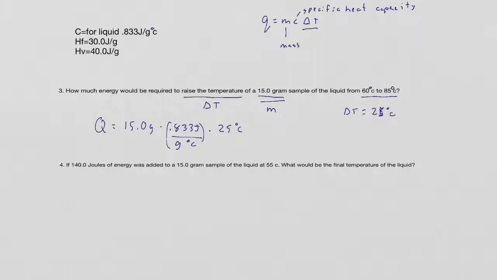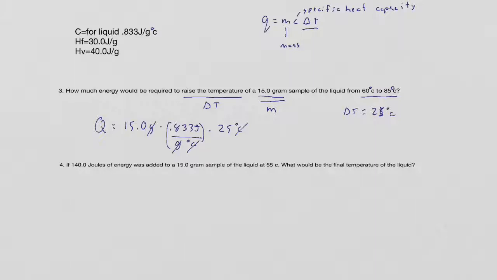Now notice, once again, the units cancel each other out. The grams will cancel with the grams, and the degrees Celsius will cancel out. And this one I'm going to use a calculator for, so I'm going to go 15 times 0.833 times 25.